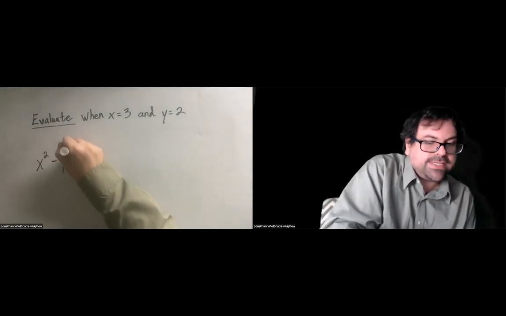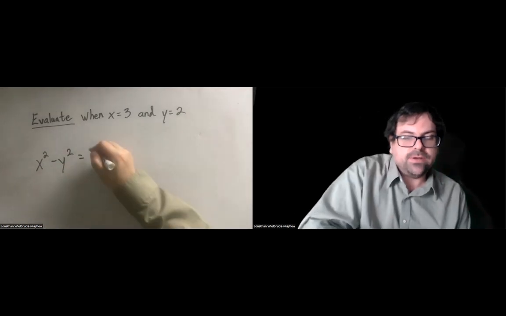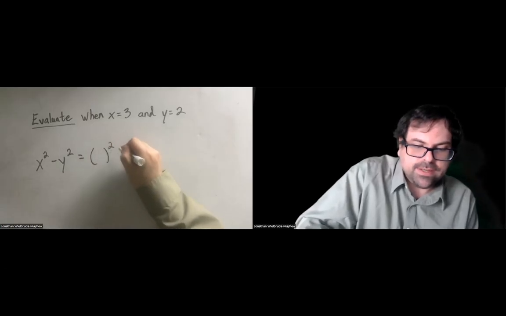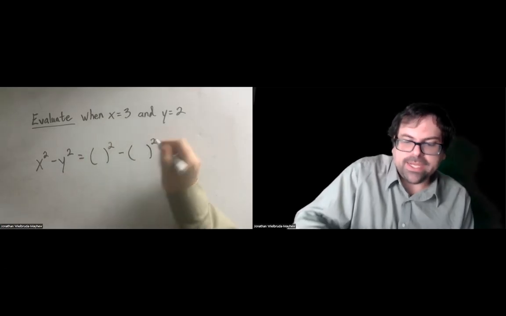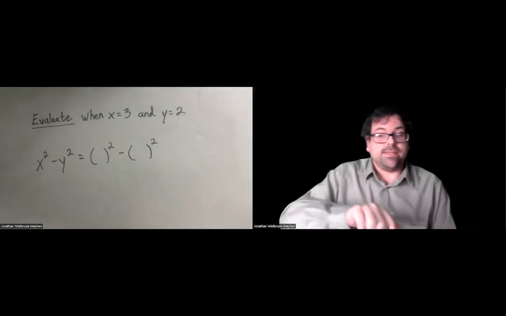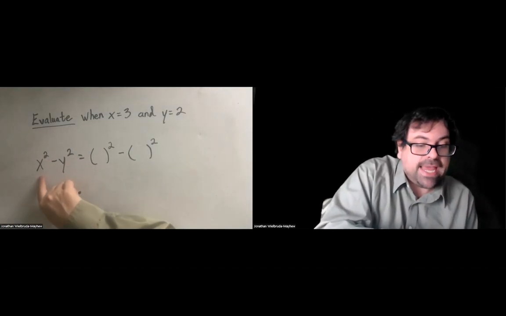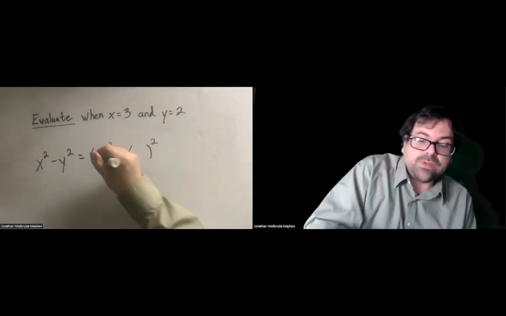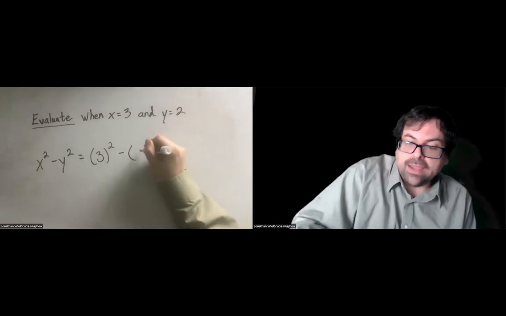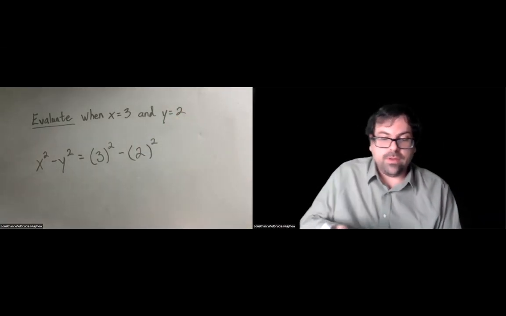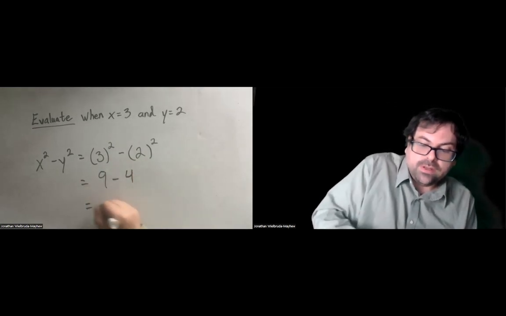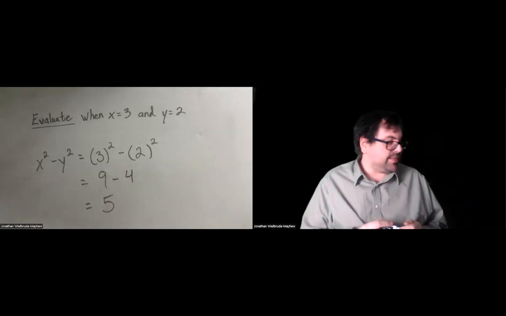x squared minus y squared. When we plug in values that are squared or cubed or to any power, use parentheses, because whatever we're plugging in, in its entirety, is the base. Here, x squared, the base is x. So the base is however much information we have for x, all of it. In this case, it's only 3. And for y, we only have 2. 3 squared is 9. 2 squared is 4. 9 minus 4 is 5.